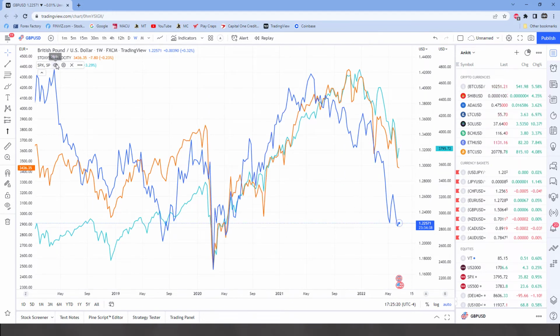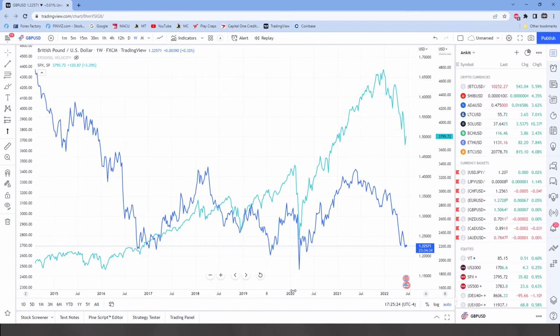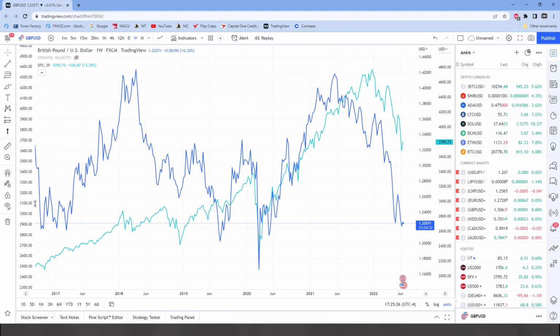Let's take a look first at just the SPX. So this is the SPX since 2017. You can see as the SPX is rising, the pound is rising. As it leveled off, the pound actually fell. You can see lots of choppiness around COVID, but really high correlation here. And now we're getting a pretty high correlation as the market is coming down.